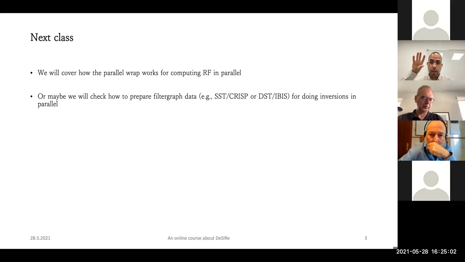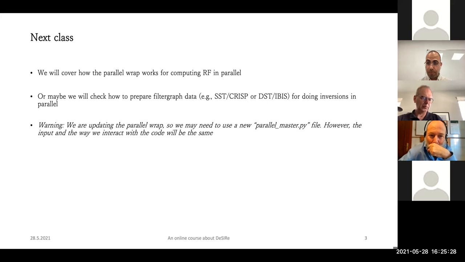So, how you take filtergraph data where you have several spectral points, and sometimes they are not uniformly distributed along the line, and how you prepare that for running it with SIR, which will essentially be the same for running it with DeSIRe. I think we are going to do that next week. So a small patch, prepare everything for running in parallel, and then run the inversion. I hope you are interested in that.